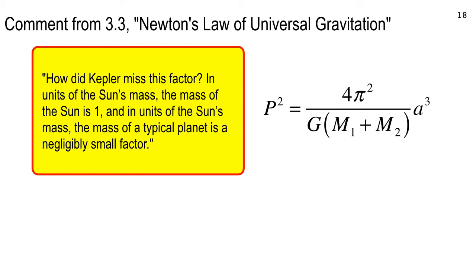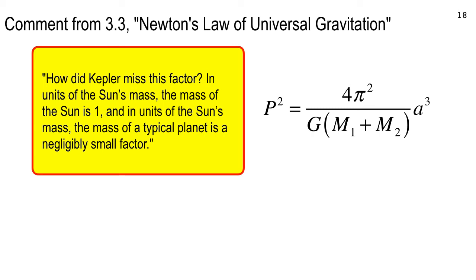And how did he not get the factor G and the 4 pi squared? Well, one thing is he was correlating numbers. He wasn't developing a causal theory. He didn't know what caused that pattern. He found the pattern, p squared equals a to the third, but he didn't figure out why the forces of nature lock that pattern in place as it does. The forces of nature, gravitation in specific, locks that pattern in place.